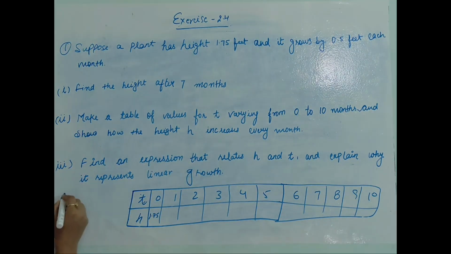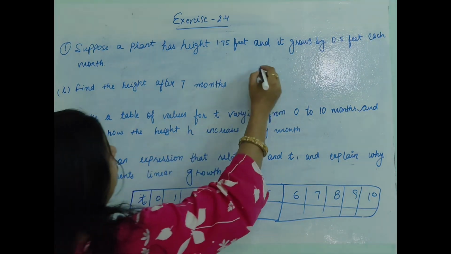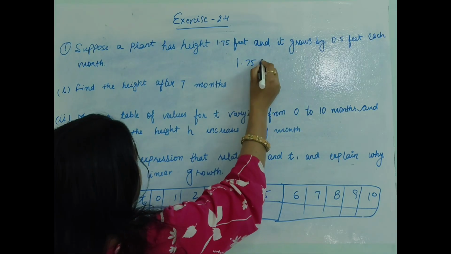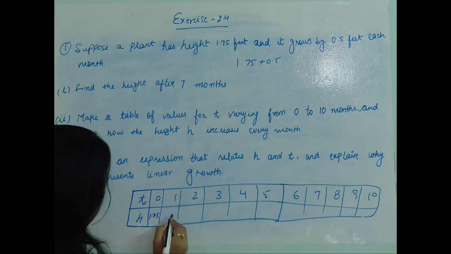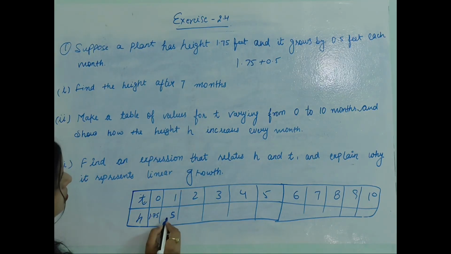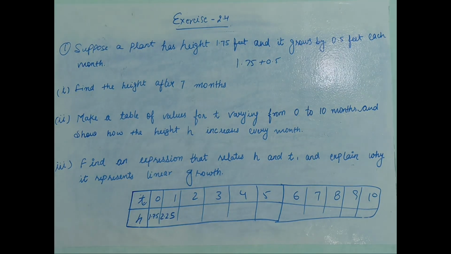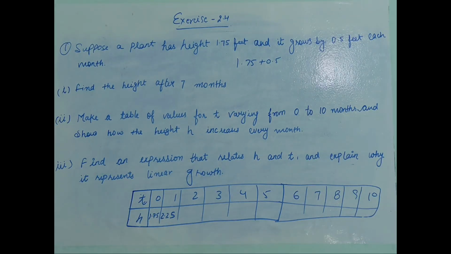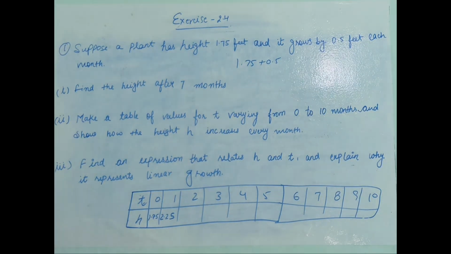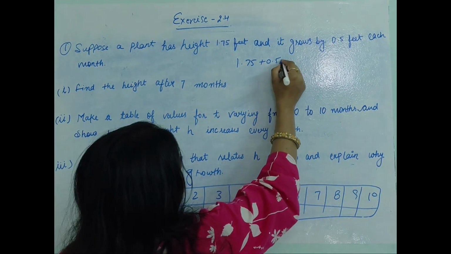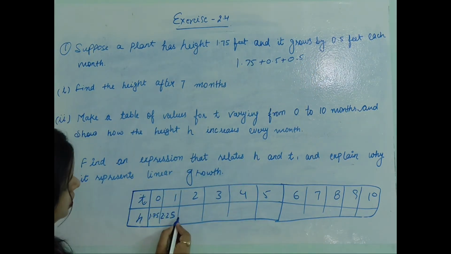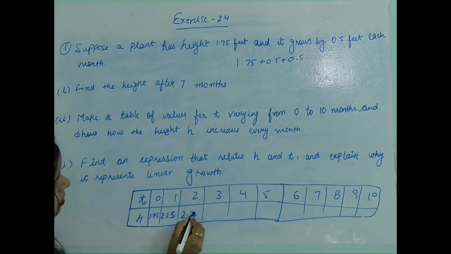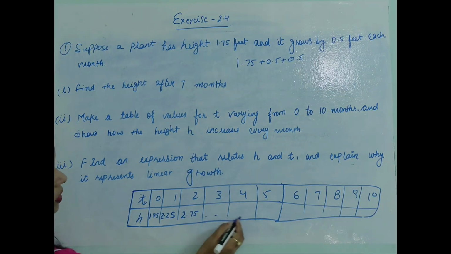That means 1.75 plus 0.5. How much is it? 2.25. Then in the next month this will again increase by 0.5. So I can say 2.25 plus 0.5 for the second month, that will be 2.75. And in this order we have to calculate the height.